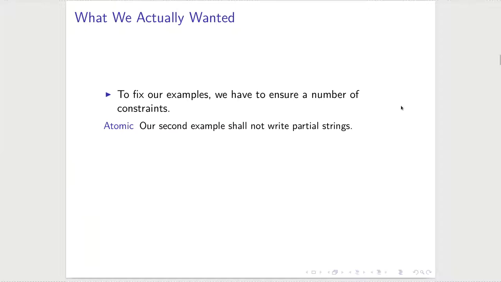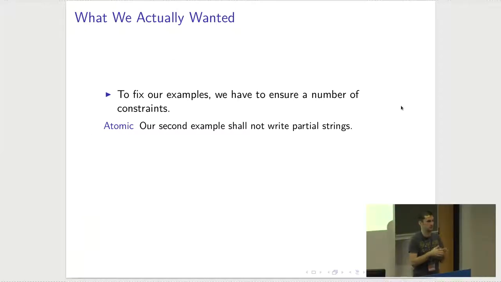So first of all, we want some kind of atomicity. Atomicity means, for example, in the first case, either we write to the first file and to the second file, or not at all. But there should not be anything in between. In the second case, if we write, we want to do all the writes without the read coming in between and reading inconsistent data while the write is still going on.